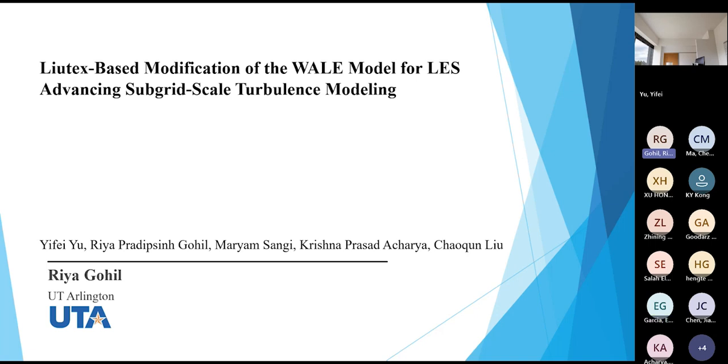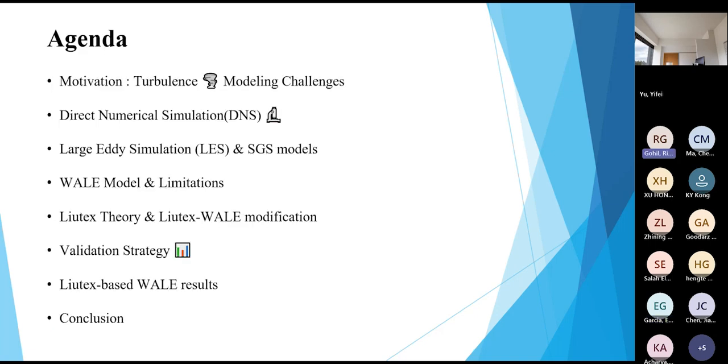Let's begin with the agenda. Here's the roadmap for today. We'll start with turbulence modeling challenges, then review DNS and LES basics. We'll look at the Smagorinsky and WALE models, identifying WALE's limitation and introducing Liutex theory. Finally, I'll show how Liutex modifies WALE and present the validation results.